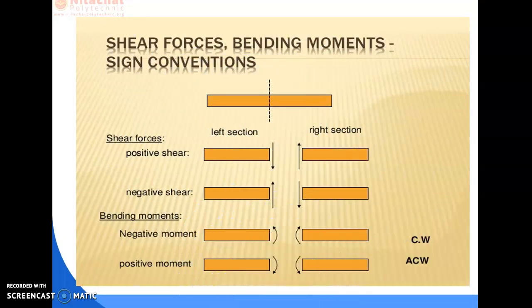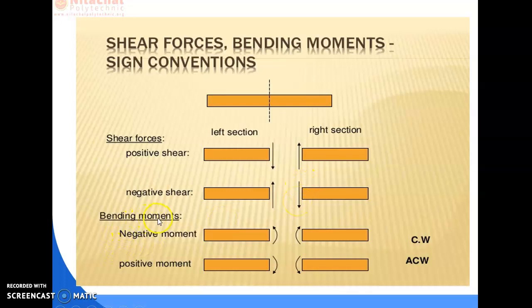What are the sign conventions of shear force and bending moment diagrams? In the case of shear force, as I told you, there is a section, this dotted line is a section dividing the beam into two parts, one is the left part, another is the right part. If shear force is calculated on the left section, downward force is positive shear and upward force is negative shear. If it is the right side, then upward forces are positive, downward forces are negative.